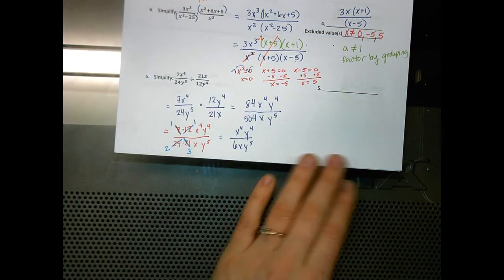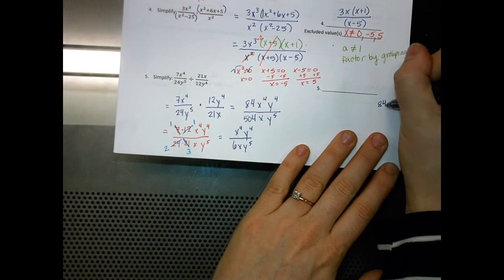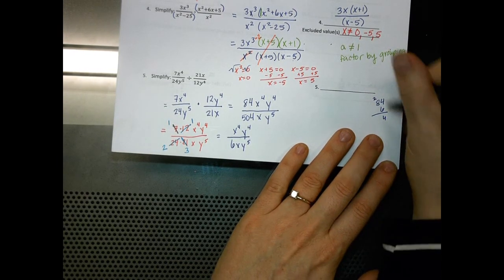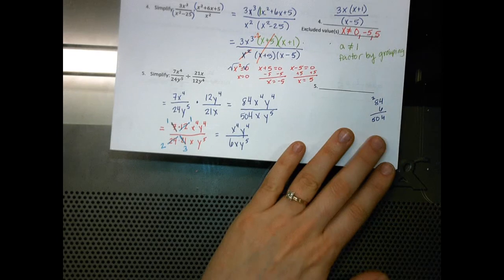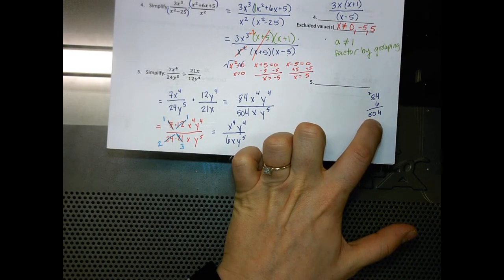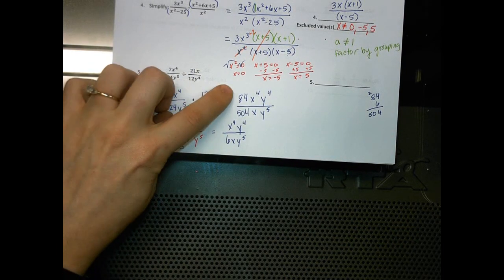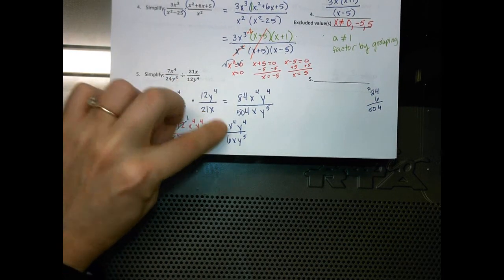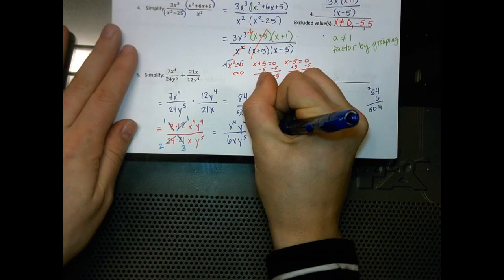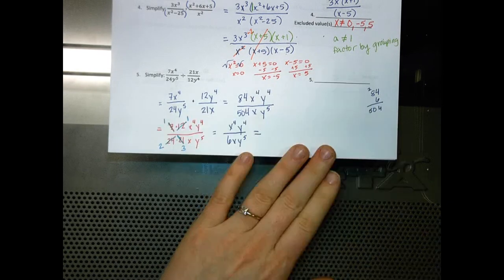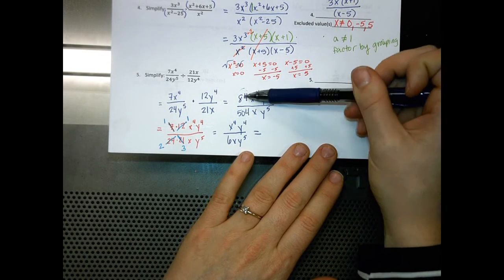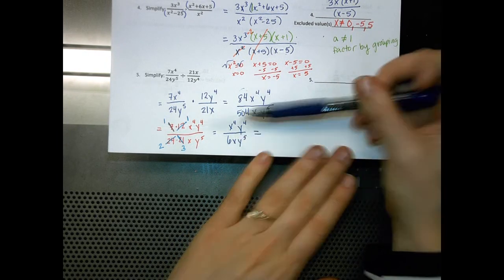Let me check that. 84 times 6. That gives me 24. 48 plus 2 is 50. 504. So 84 times 6 gives me 504. Which means if I divide both of these by 84, I'll get 1 over 6, just like I got here. So you can always check it if you're not sure. Or you can just divide 84 and 504 by the same numbers until you get as small as you can.